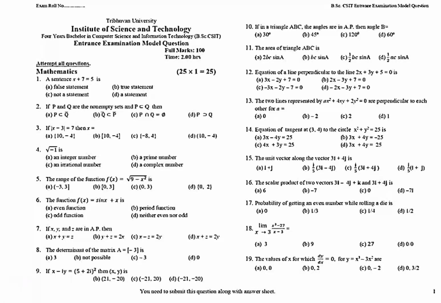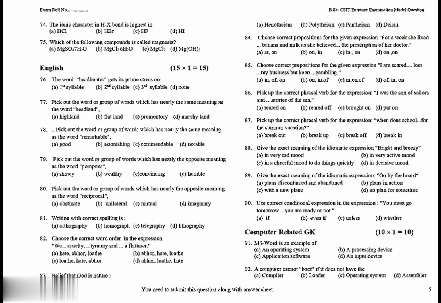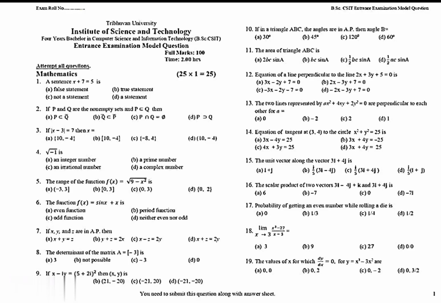Institute of Technology, BSc CSIT entrance examination model question, full marks 100, time 2 hours. Mathematics is of 25 marks, physics 25 marks, chemistry 25 marks, English 15 marks, and GK 10 marks. Attempt all questions. Mathematics. Marks 25 into 1 equal to 25.